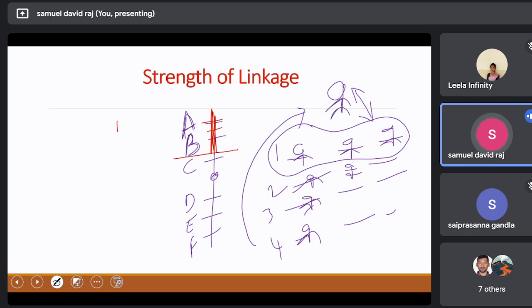All the genes present in this segment are close to each other. So we say that there is more strength between these linked genes. They cannot be separated even by crossing over. But when the distance increases, what happens?